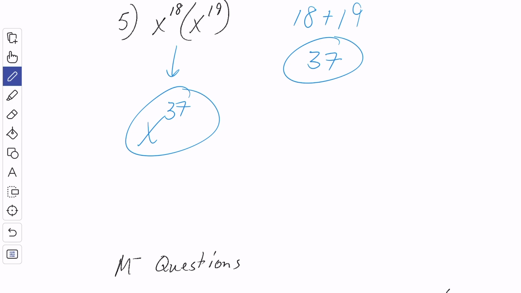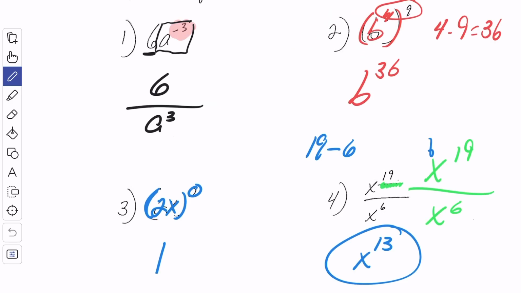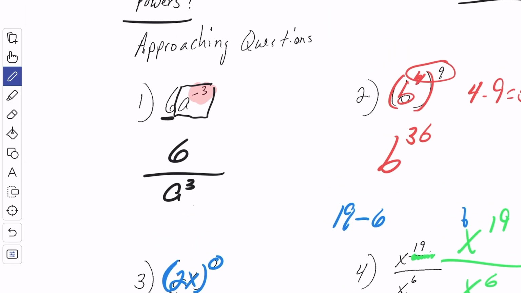So all of those questions there, as you can see from the worksheet, were approaching questions. If you can only get those right, then you'll be approaching, because it means you can only focus on and do one rule at a time, the more basic problems of those.